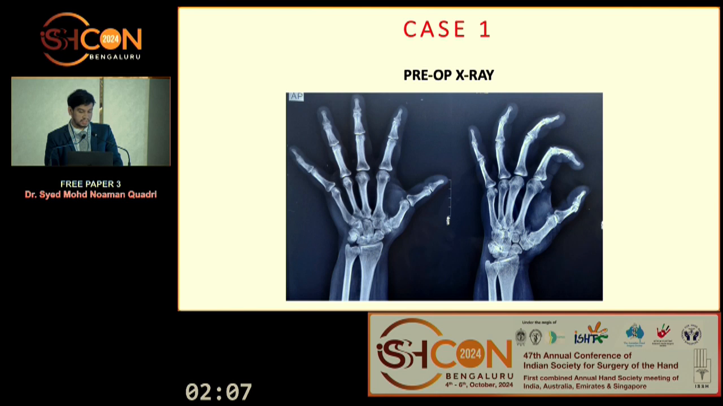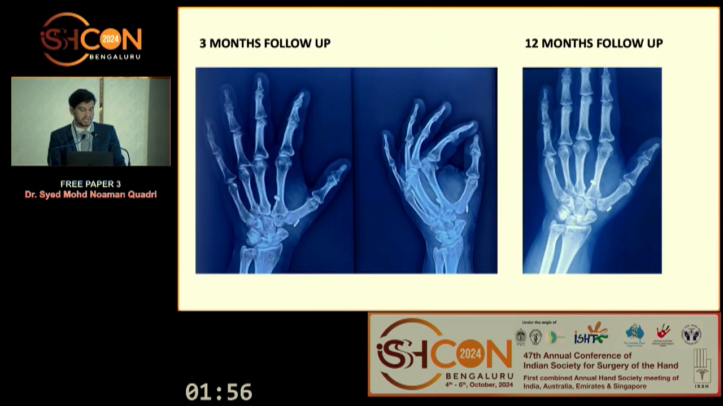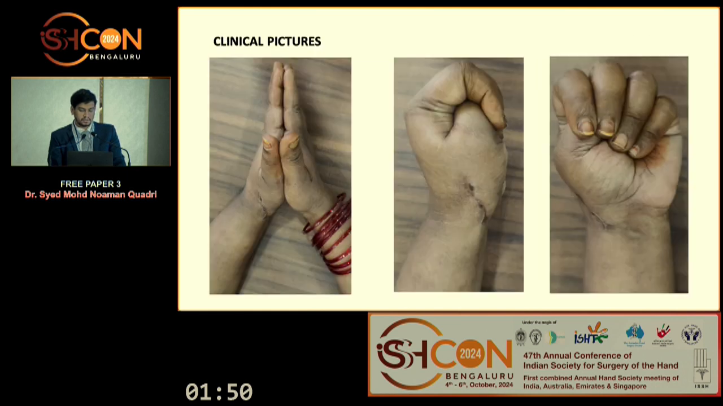A few case reports. This is a 51-year-old female, a housewife. This is a pre-op X-ray with basal joint arthritis. On 3 months follow-up and 12 months follow-up, this is a post-op X-ray. These are the clinical pictures.